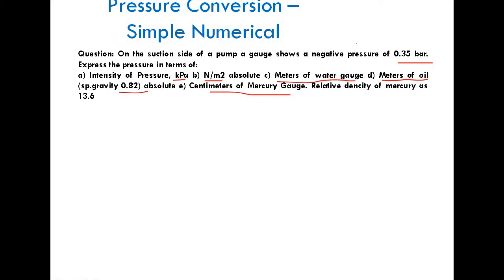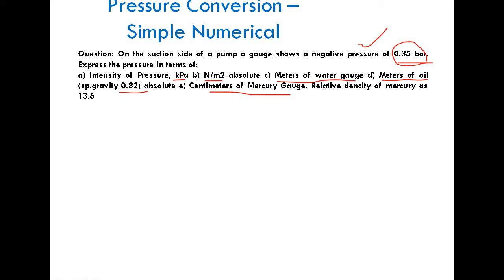So what is given? Negative pressure of 0.35 bar. That means it is below 1 atmospheric pressure or 1 bar pressure. So the pressure is vacuum. So vacuum pressure is 0.35. So what is absolute value? Because we know that absolute pressure equals atmospheric pressure minus vacuum pressure.